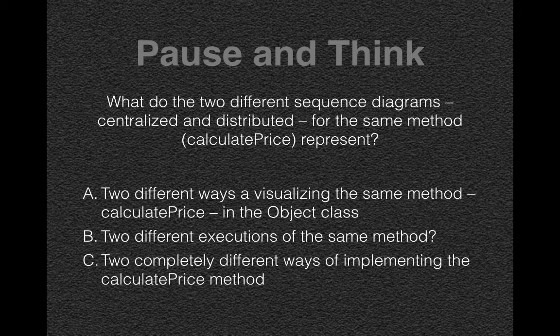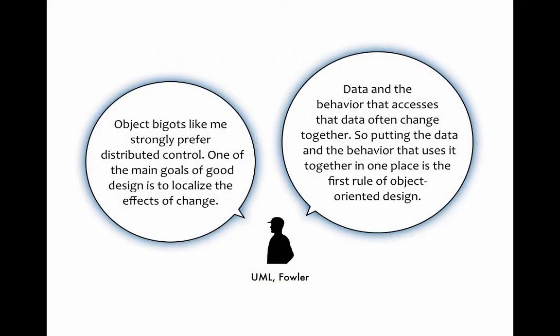Which implementation is better? Well, it depends on what kind of system you want. But let's see what Fowler has to say. Interesting. Object bigots like Fowler strongly prefer distributed control because it localizes the effects of change. The key principle of object-oriented programming is that data and the operations that manipulate that data are encapsulated into the same component, a class. And this is a key way of localizing the effects of change.